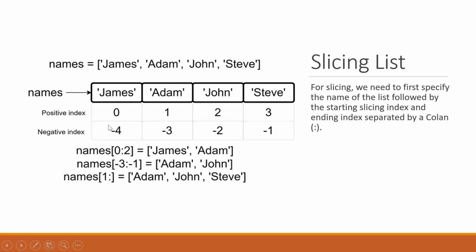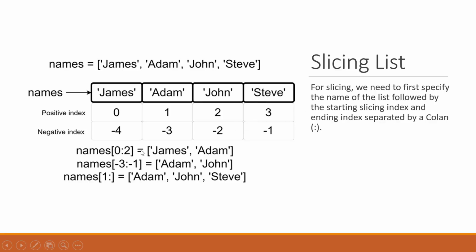In the same manner, we can also use negative indexes for slicing. So here we are slicing the name variable from index -3 to -1. So it will start from this -3, Adam is the first element, then it will jump on to the next index, which is -2. So John will be the next value, and -1 will be excluded. So this value will not be returned.